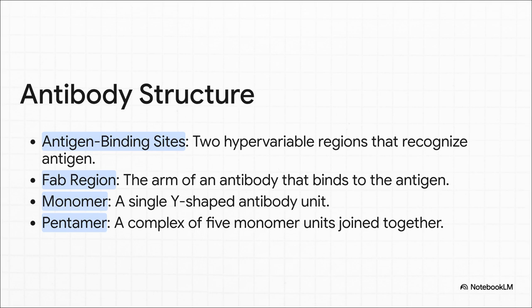The entire arm of the antibody that contains one of these sites is referred to as the Fab region, which is short for fragment antigen binding. Now, while many antibodies exist as these single Y-shaped monomers, some can link up. For example, the antibody IgM forms a pentamer, which is a large complex made of 5 of these monomer units all joined together.